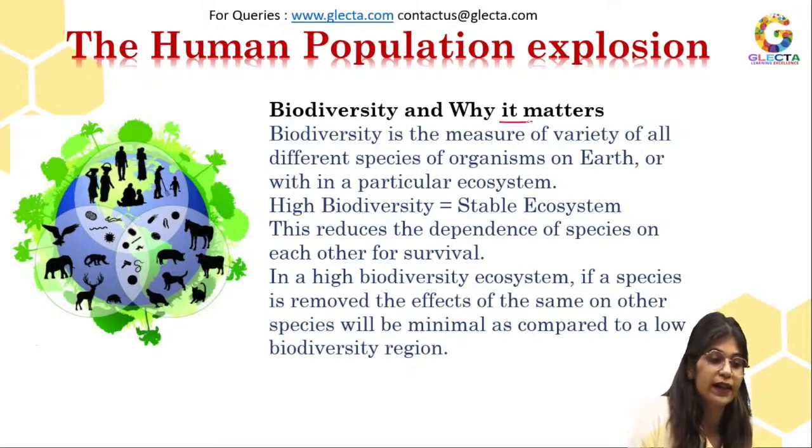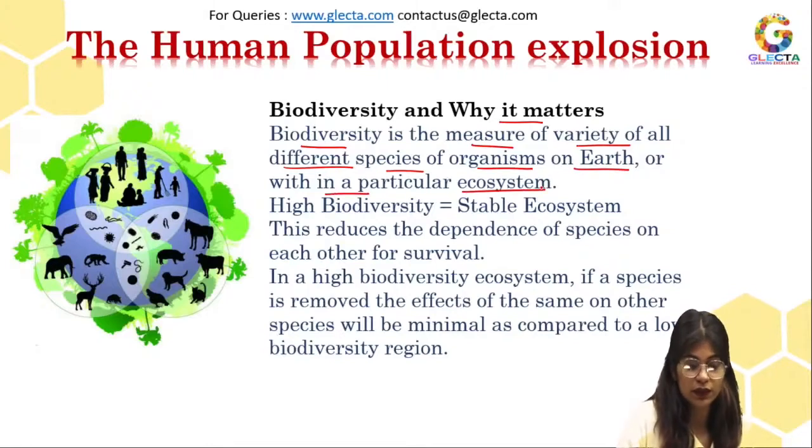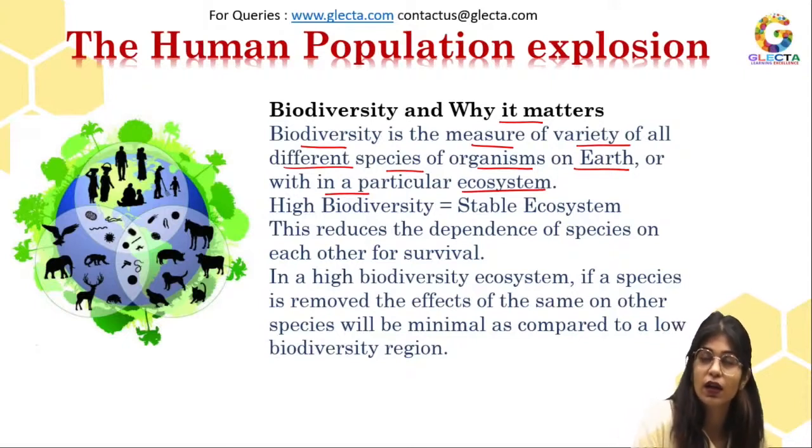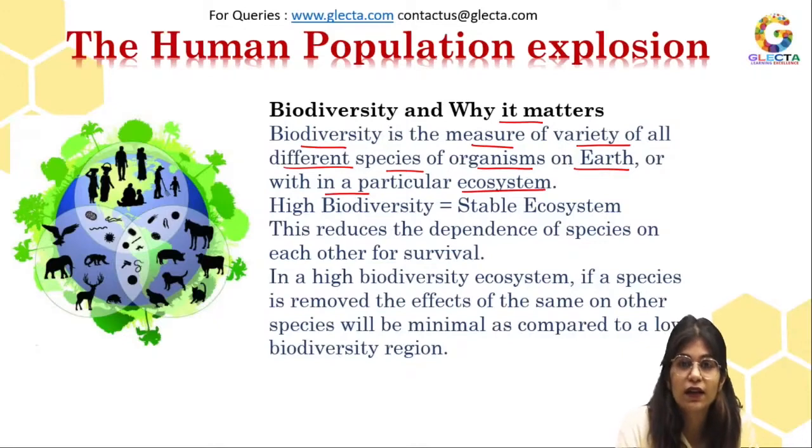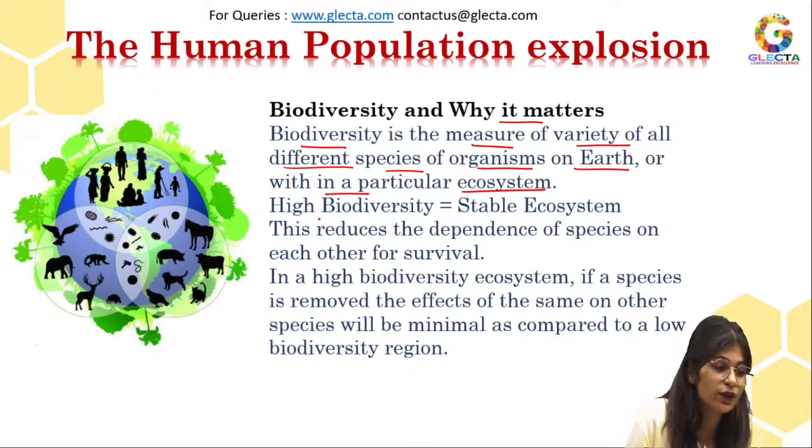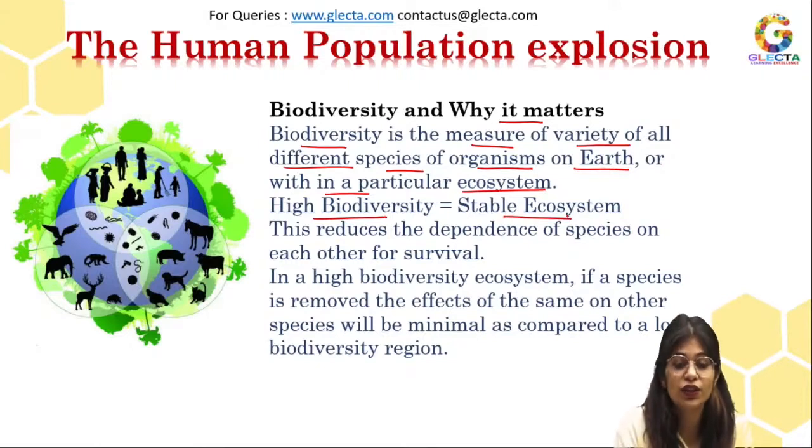Biodiversity and why it matters. Biodiversity is the measure of variety of all the different species of organism on Earth or in a particular ecosystem. All the species. When we were talking about quadrant systems, we talked about biodiversity at that point as well. And we were trying to understand that a lot of species on the planet live in harmony together. And if the biodiversity is high, that would lead to a stable ecosystem.